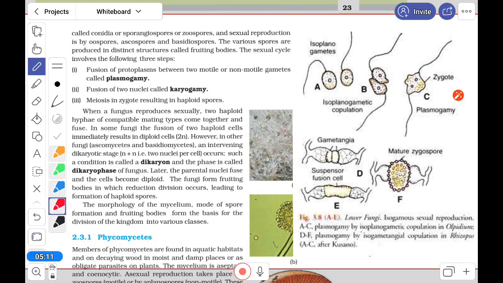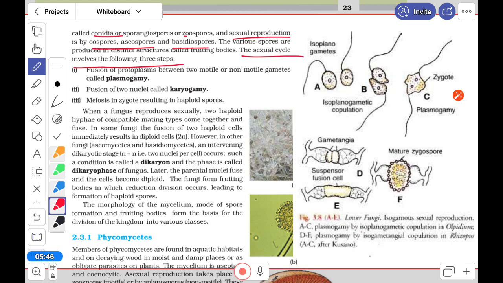Reproduction in fungi is very important here. It is by fragmentation, fission, budding, and asexual reproduction by conidia, sporangiophore, zoospore, which we will discuss afterward, and sexual reproduction by ascospore, basidiospore. All of this will be discussed afterward. Now, we have to know that the sexual cycle involves the following 3 steps. Here it is indicated.